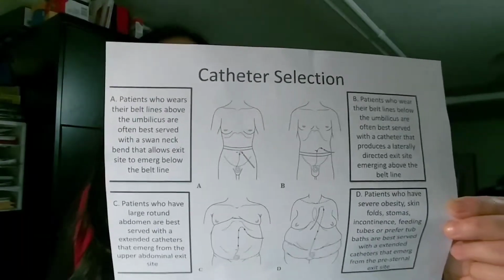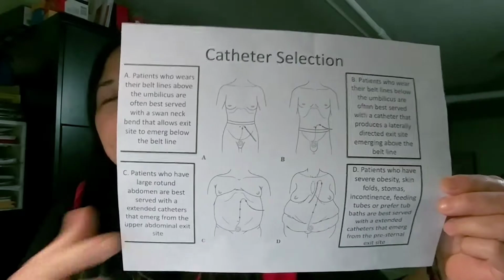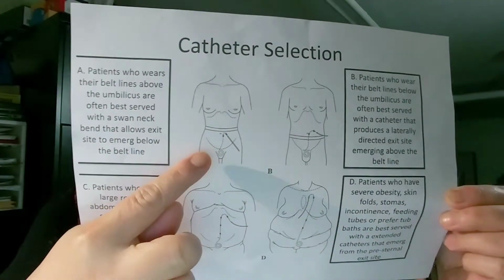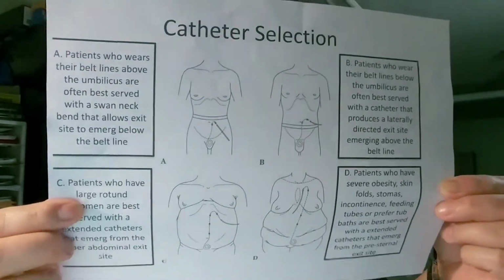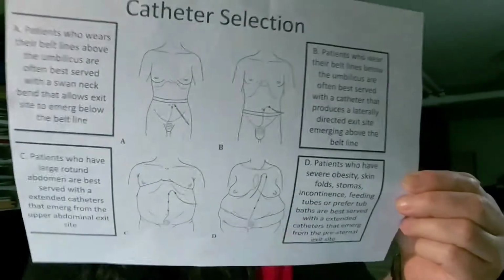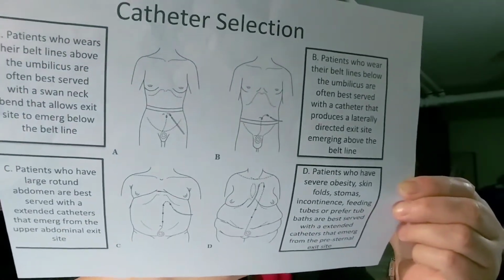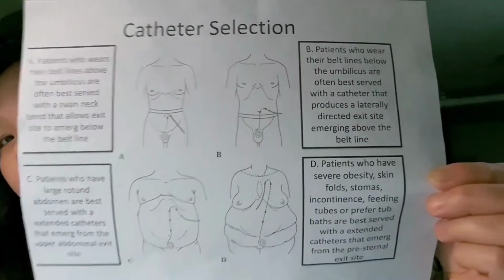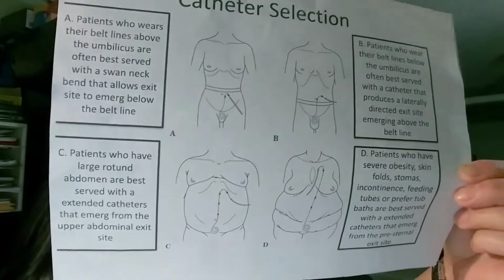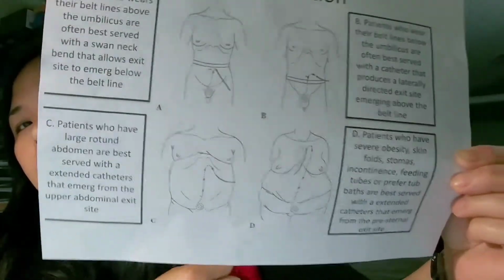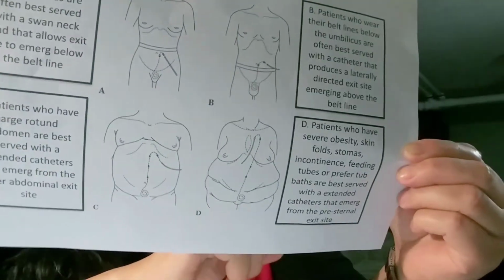When considering the catheter site selection, it depends upon the person's choices. For example, when the person is wearing pants above the umbilicus, then the catheter should be placed below the belt line. However, if the person is wearing pants below the umbilicus, the catheter is better above the waistline. Some people choose to put it on the upper abdomen, where there are fewer folds. And for the morbidly obese, they use pre-sternal.